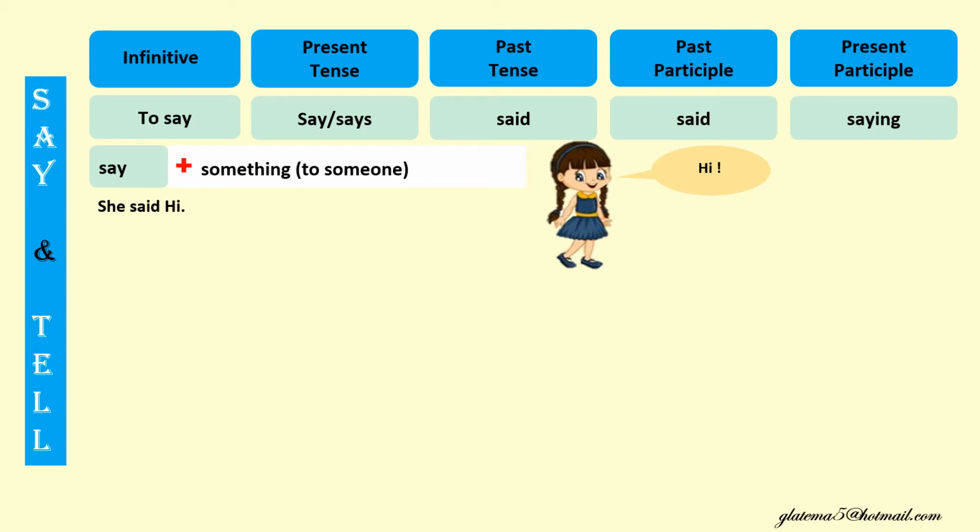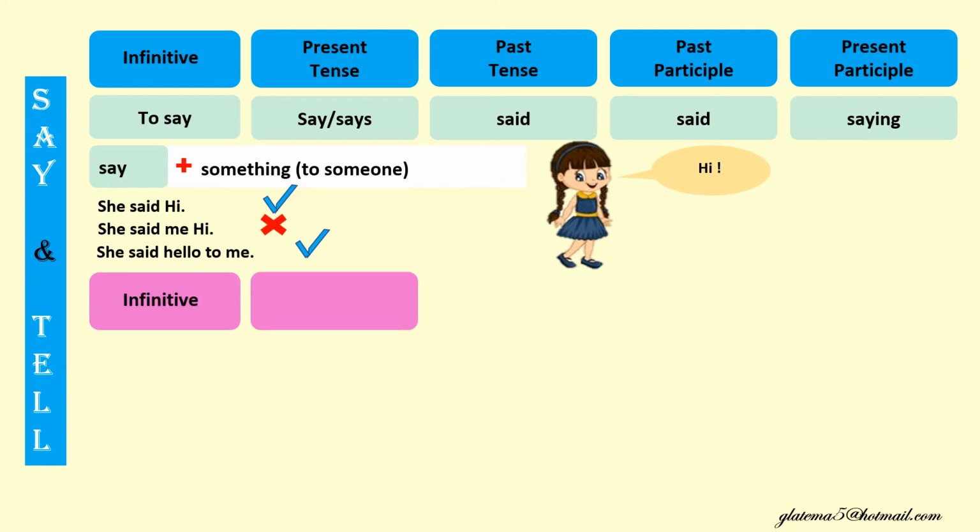Let's see some examples. She said hi. That is correct. She said me hi. That is incorrect. She said hello to me. That is correct. Let's see now the use of tell.